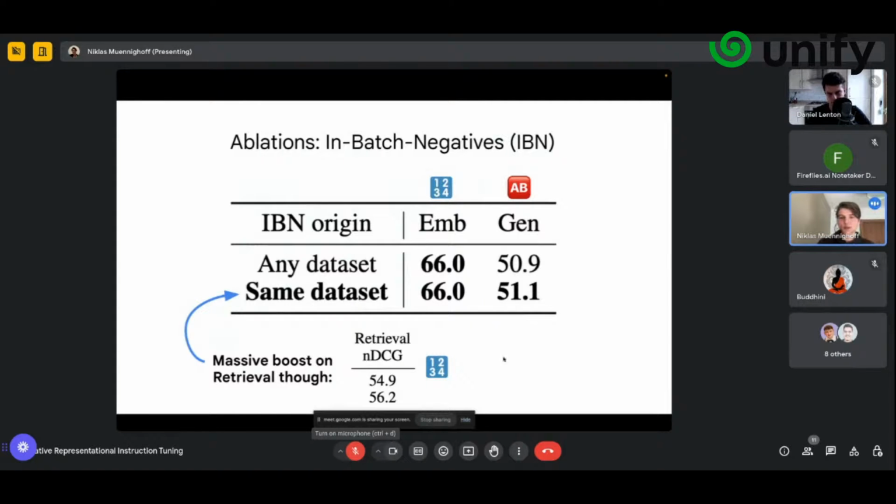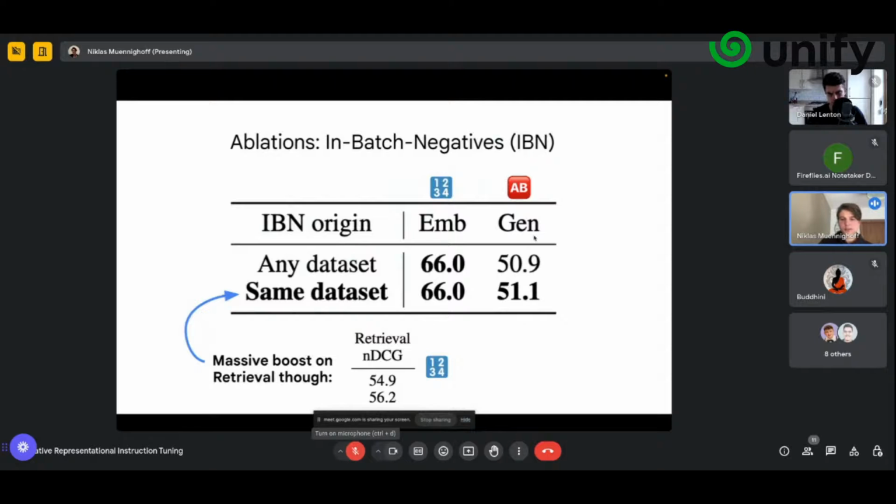But in practice, the embedding performance stayed roughly the same. However, we do notice a massive boost on retrieval. Retrieval is one of the embedding tasks that constitutes this 66.0 average score, and for that one, we got a pretty big boost. So we did use it for the final model, because retrieval is one of the most common use cases of vector embeddings. So that's why we went with this.